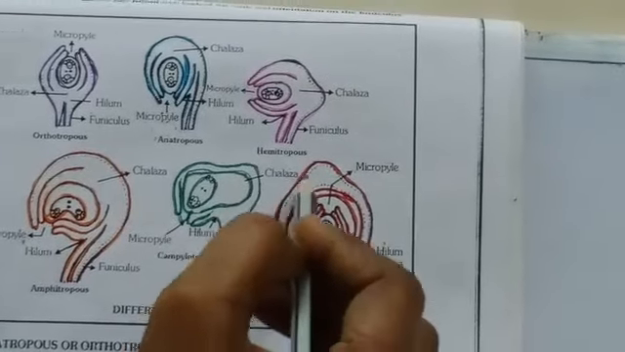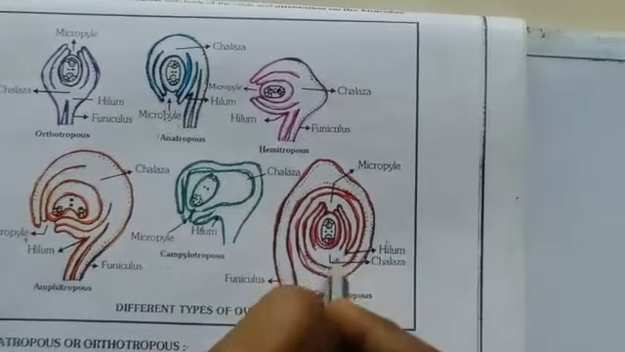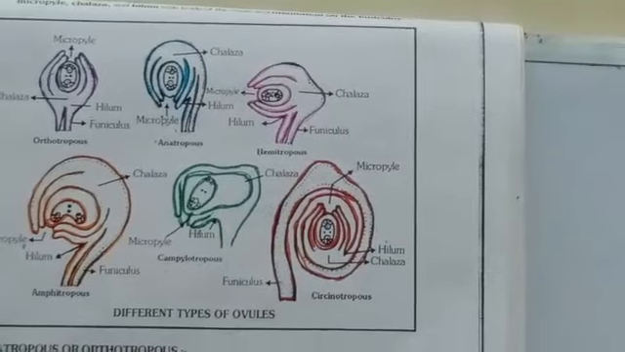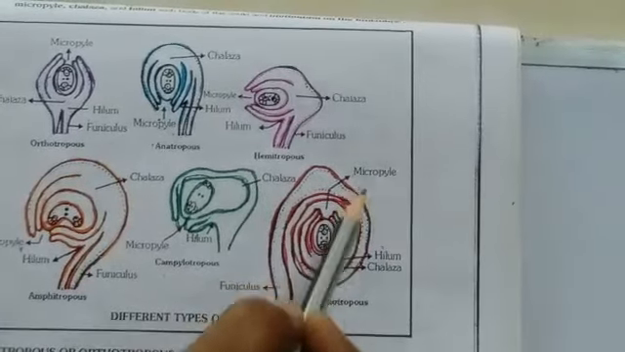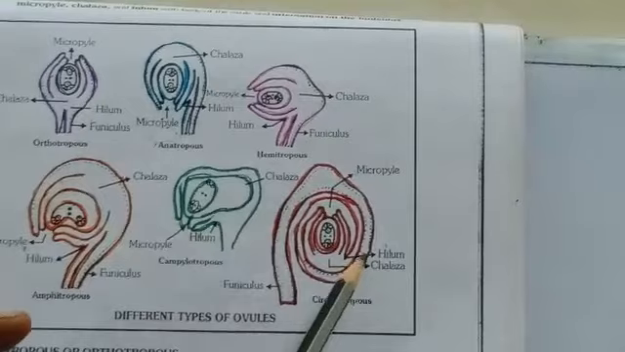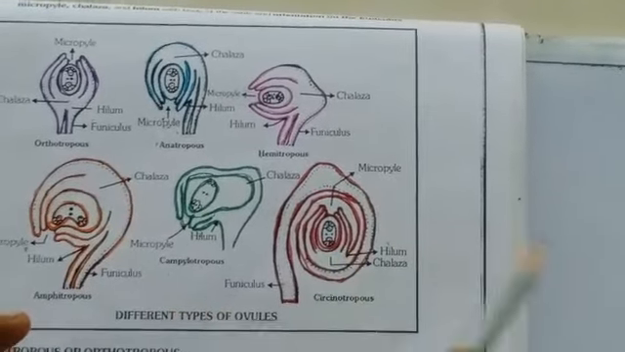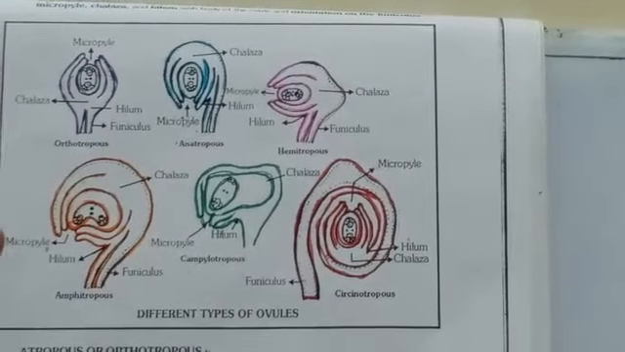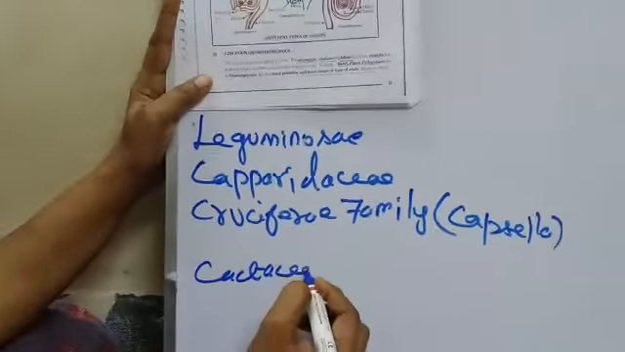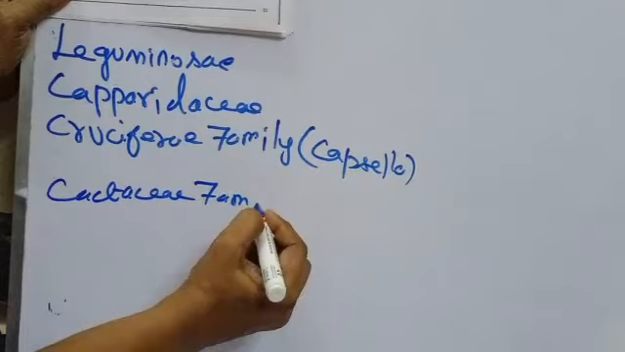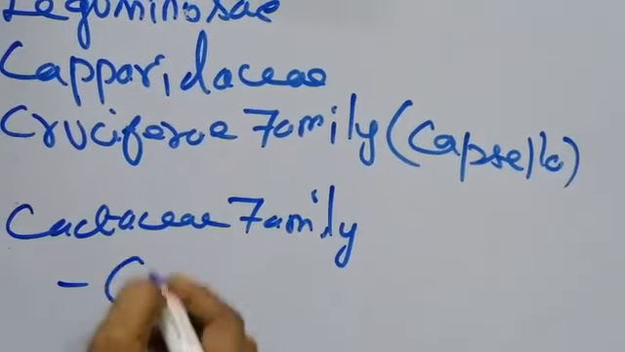You can see here like this it is. So it is also called what? Coiled ovule. See, the micropyle is situated away from the hilum. Example for this is Cactaceae family, that is Opuntia.